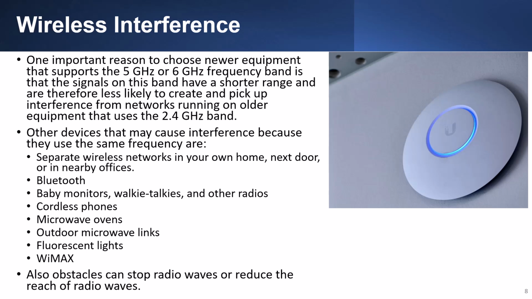Other devices that may cause interference because they use the same frequency are separate wireless networks in your own home, next door, or in nearby offices, Bluetooth, baby monitors, walkie-talkies and other radios, cordless phones, microwave ovens, outdoor microwave links, fluorescent lights, and WiMAX. Also, obstacles can stop radio waves or reduce the reach of radio waves.